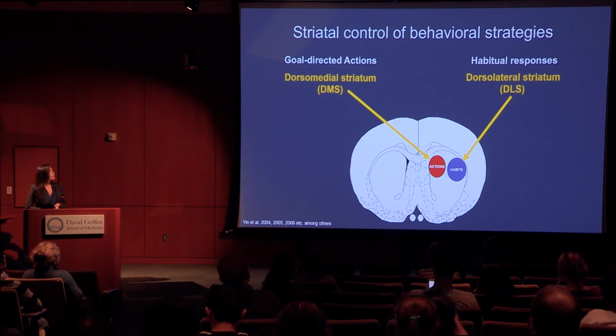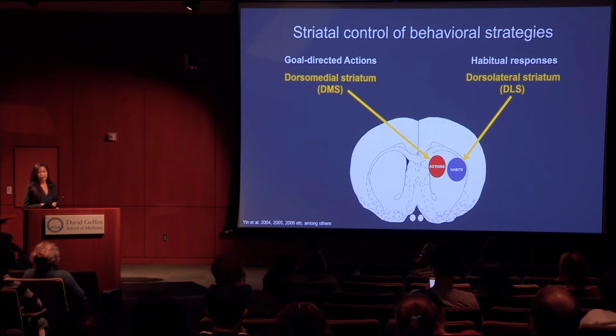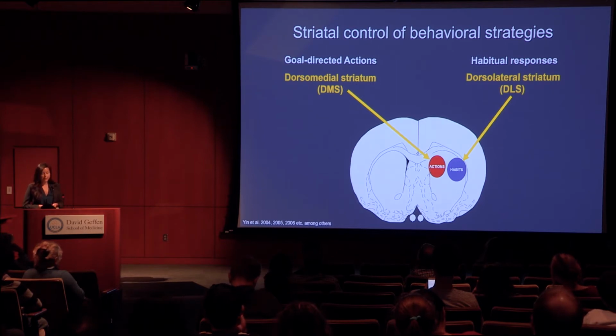And so goal-directed actions and habitual responses are generally known to require dorsal striatal function. The dorsal medial striatum in particular is required for goal-directed actions, while the dorsal lateral striatum is required for habitual responses. A lot of this work has been done with lesion studies or inactivation studies, but very little is known about what the molecular mechanisms are that allow the development of these types of associative memories.